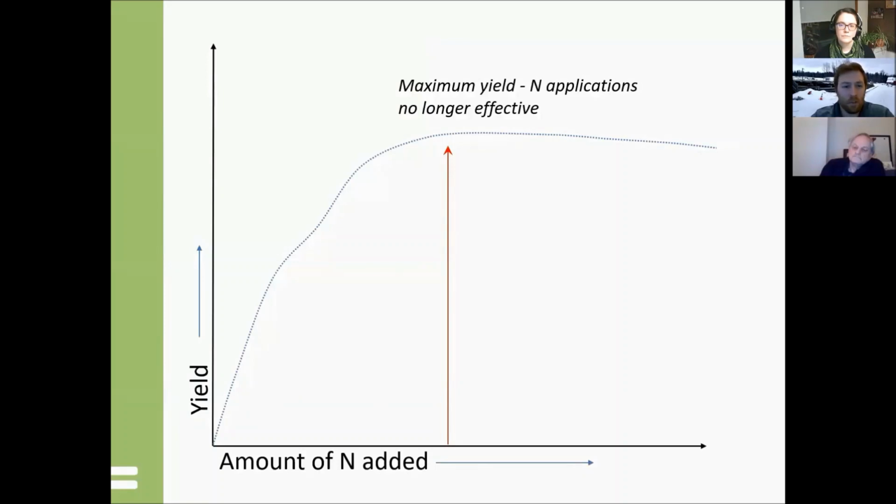And I know Dieter showed a similar graph last week, but looking at this graph, if you plot the amount of N added here on the x-axis and the yield on the y-axis, when you add nitrogen, you're going to improve yield, but eventually you're going to reach a point where this line flattens out, which basically means you can continue adding nitrogen fertilizer, but the yield is not going to go up any farther.